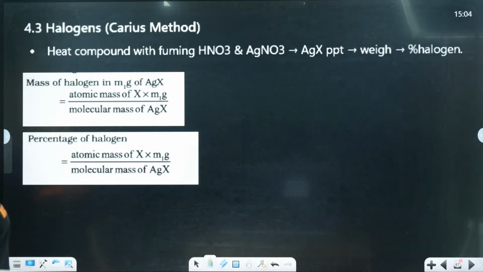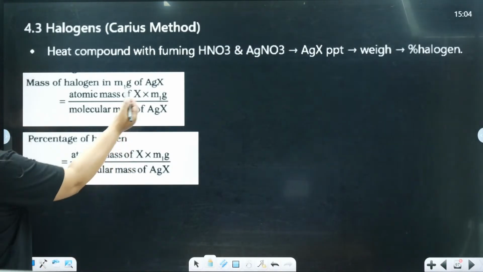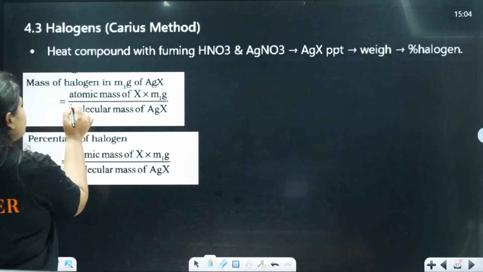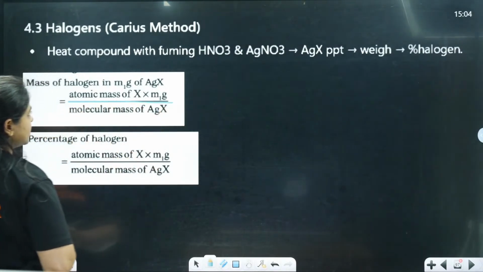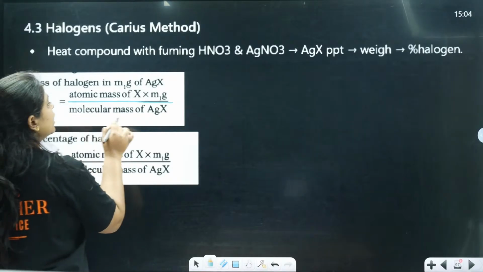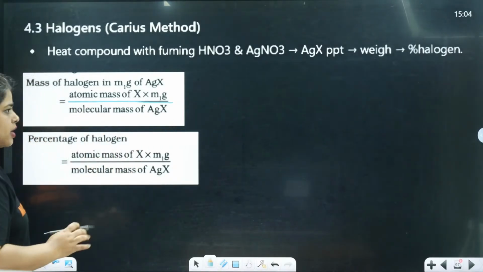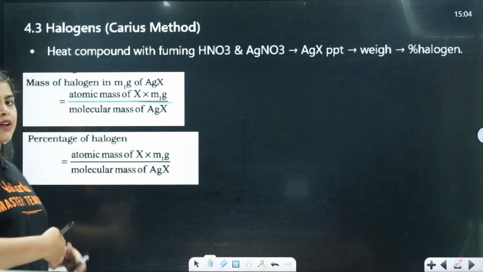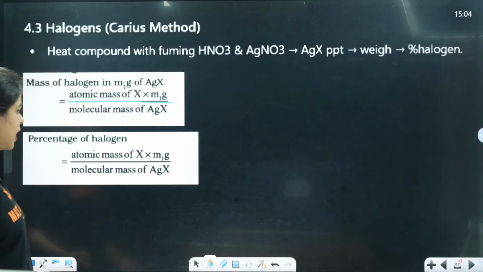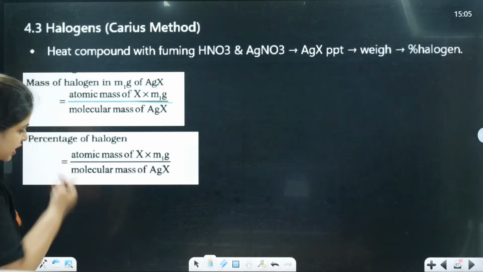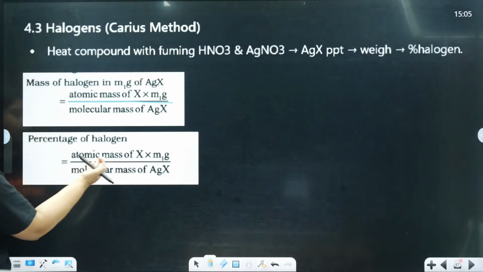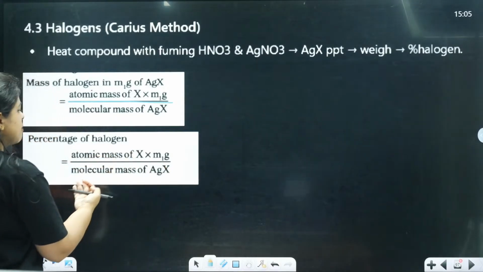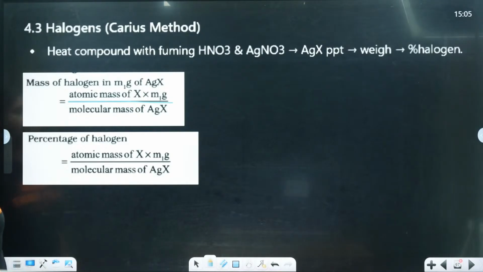The mass of the halogen in m g of the AgX is calculated on the basis of the atomic mass of X times m g divided by the molecular mass of AgX. X can be any element, depending on which one you take. In the same way, the percentage of halogen can be found: atomic mass of X times m g divided by the molecular mass of the AgX.